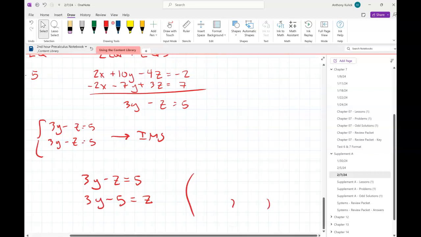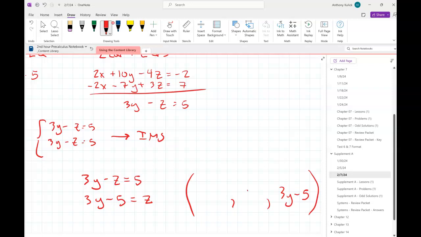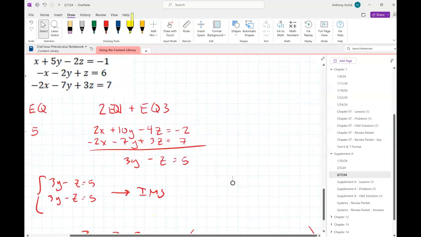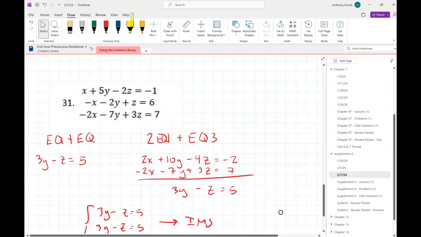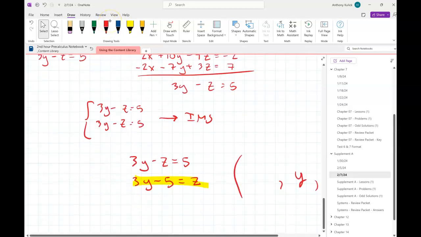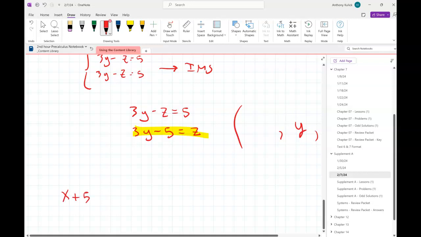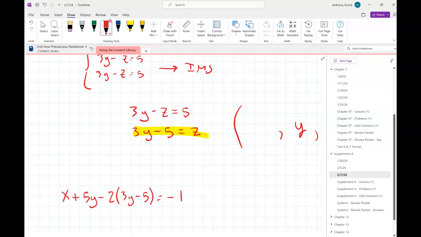So I'll start writing out my general solution here. In the z component, I'm going to write 3y minus 5. The y component is just going to be y because I've written z in terms of y. Now I just need to find the x component. To do that, I'm going to take this equation and substitute that 3y minus 5 in for z into any of the 3 original equations. It doesn't matter which one. I'm going to put it into the first one. So I'm going to have x plus 5y minus 2 times 3y minus 5 equals negative 1.